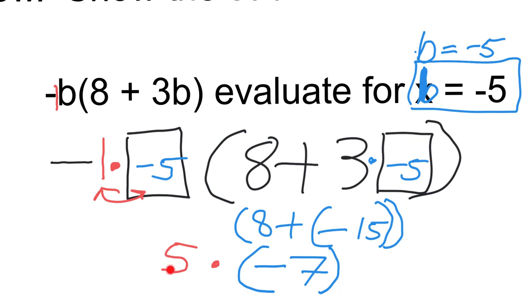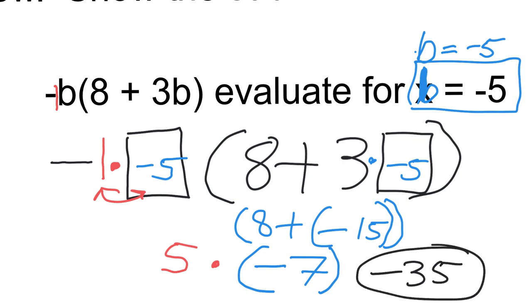Well, now I can finish my problem. 5 multiplied to -7 is -35. And that is the answer I get if I plug in a value for b of -5. All right, I hope this helped.